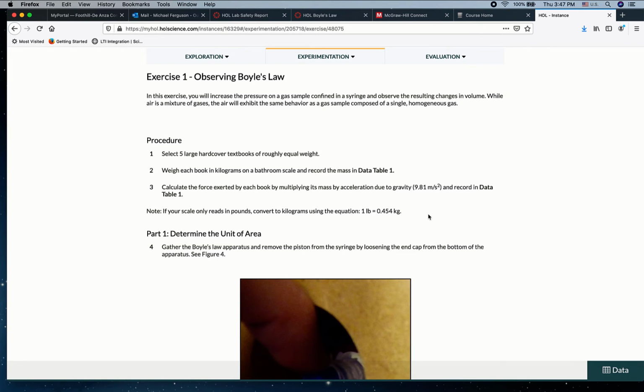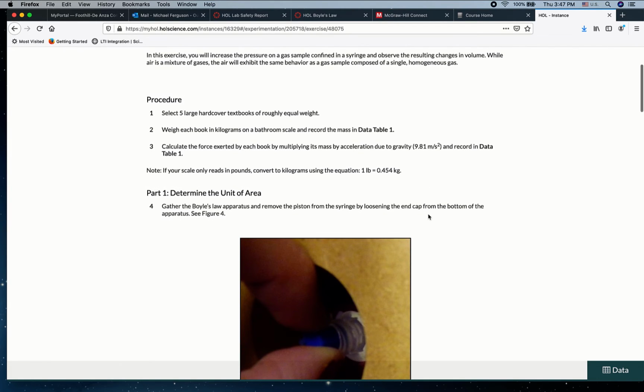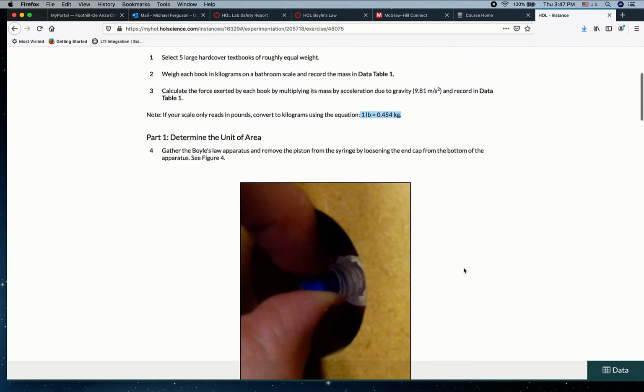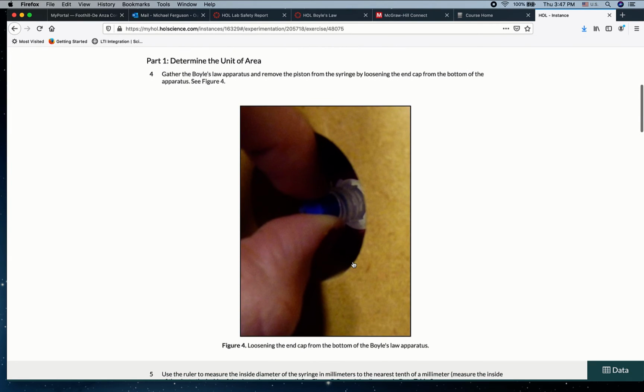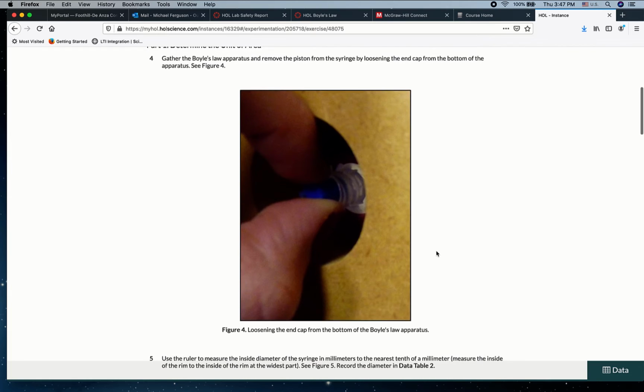The way you do this is actually a pretty fun lab, I think. You ought to weigh all the books, and it's easy if you put them in kilograms. If it's just pounds, then you can convert from pounds to kilograms using this ratio here. And then to explore the unit of area, we have to take the valve off the back. Otherwise, if you're strong enough, you can pull it hard enough, but that's probably a bad idea. Just follow the instructions here.